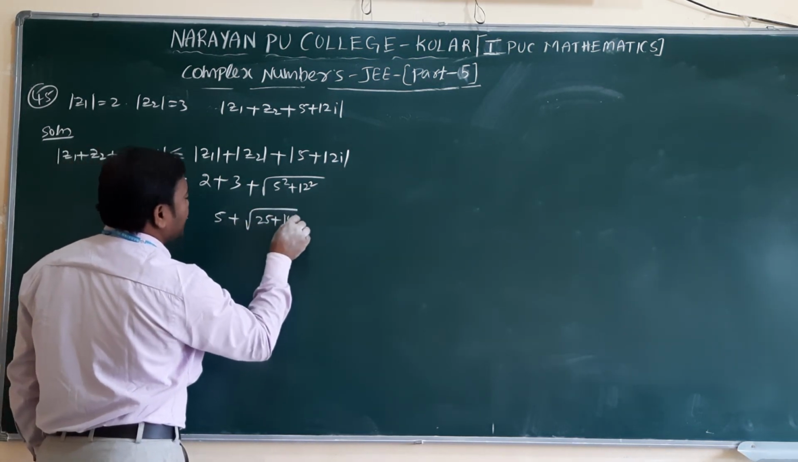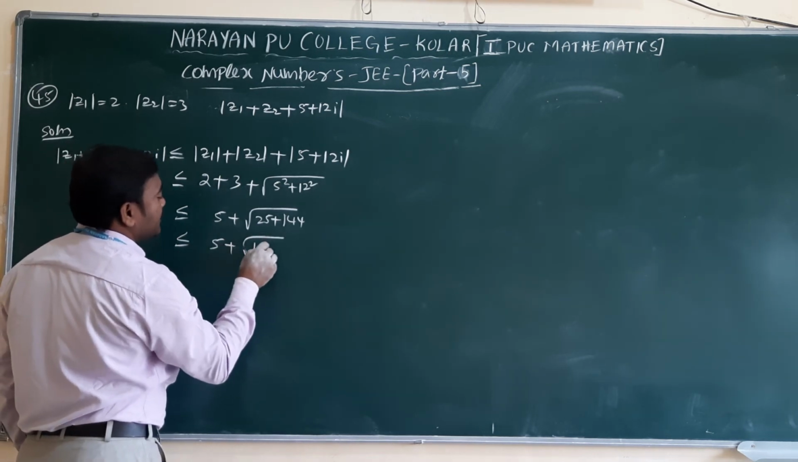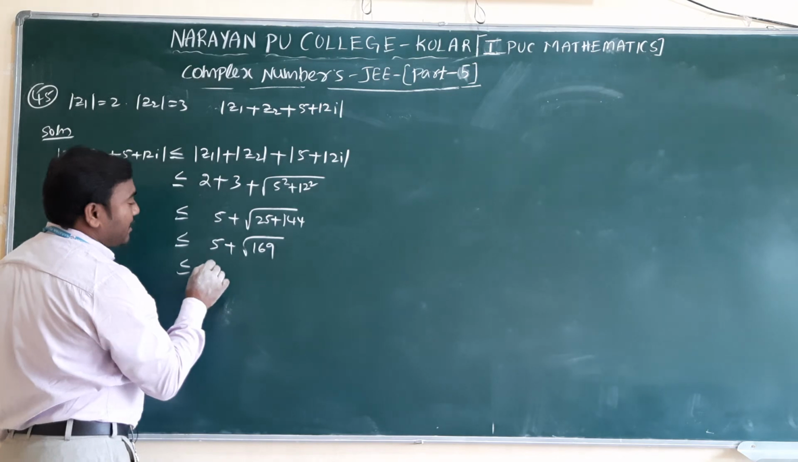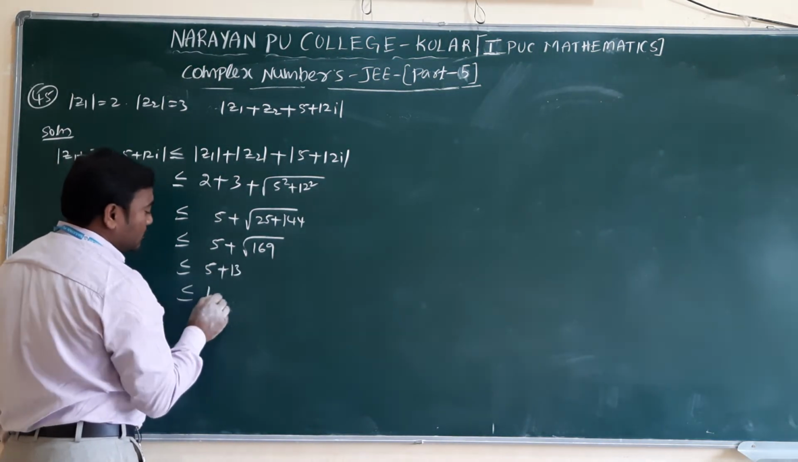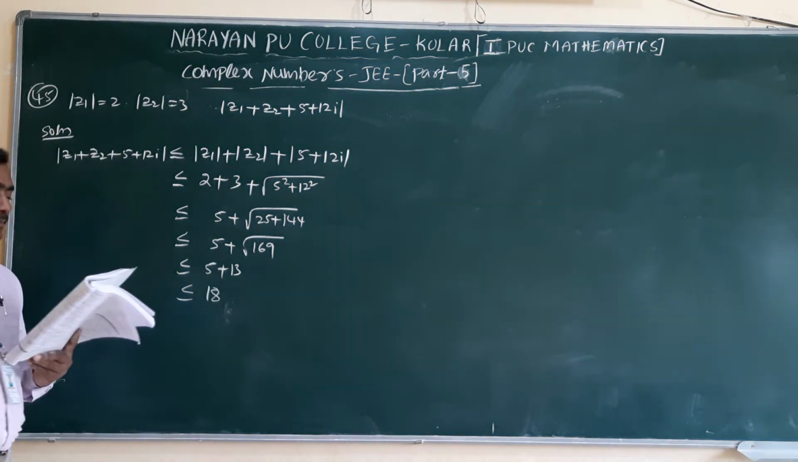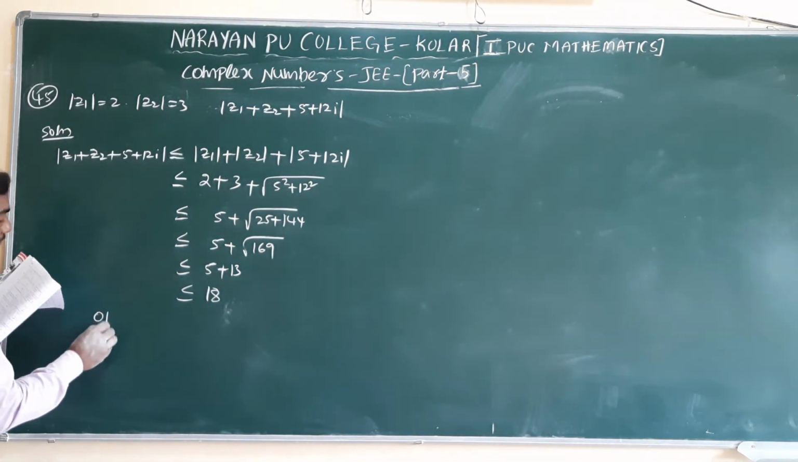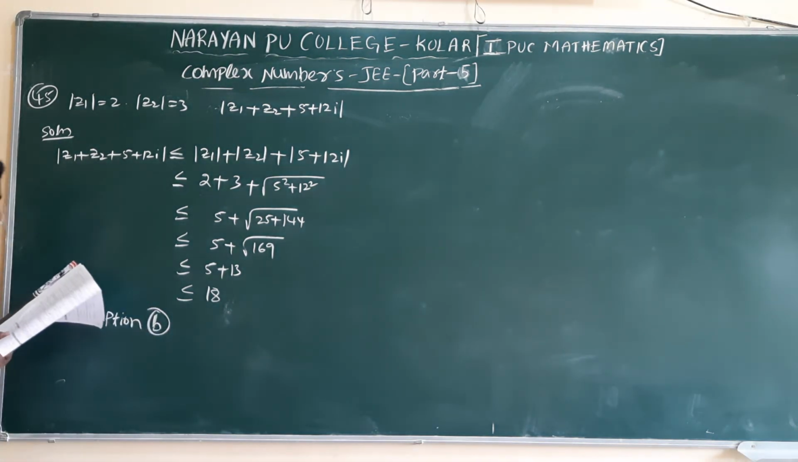So less than or equal to 5 plus square root of 169. Square root of 169 value 13, so less than or equal to 18. This value is less than or equal to 18. Here option B is the correct option.